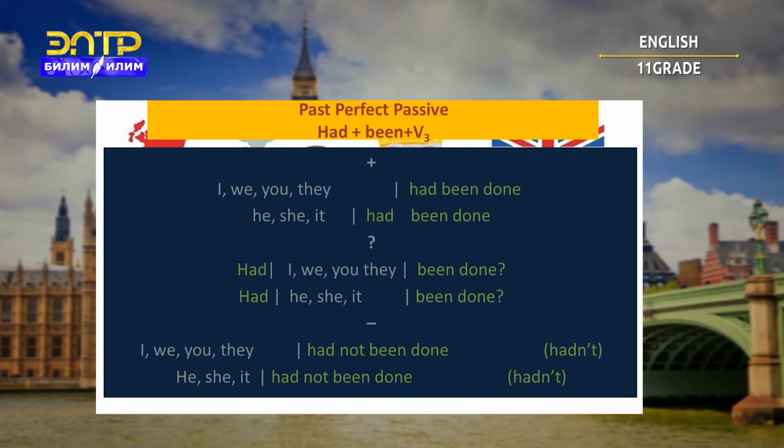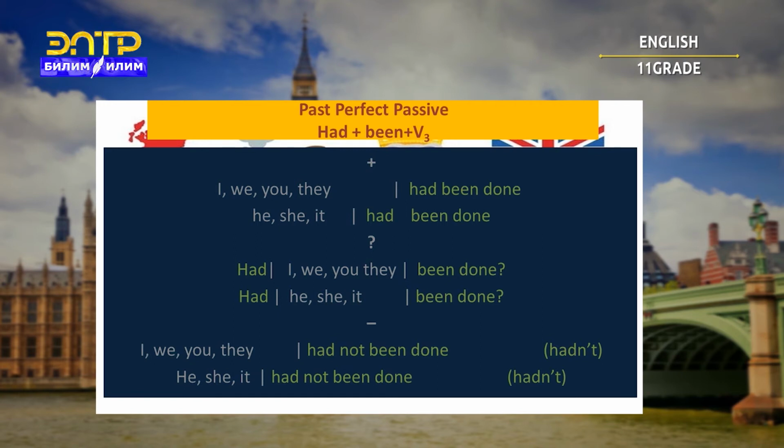Past perfect passive. I, we, you, they had been done. He, she, it had been done. In questions: had I, we, you, they been done? Had he, she, it been done?